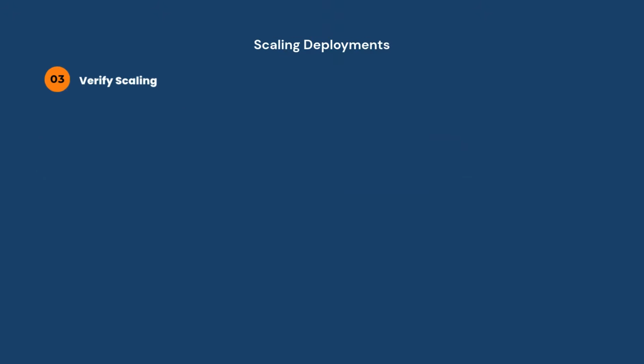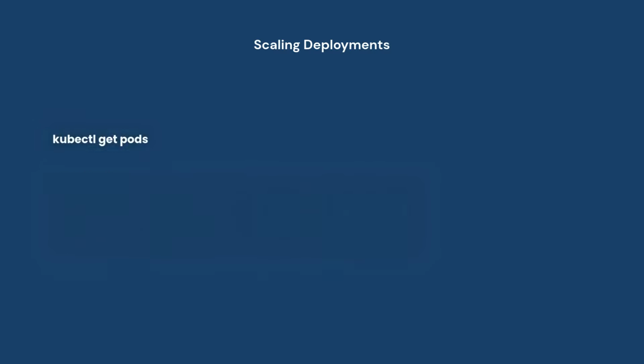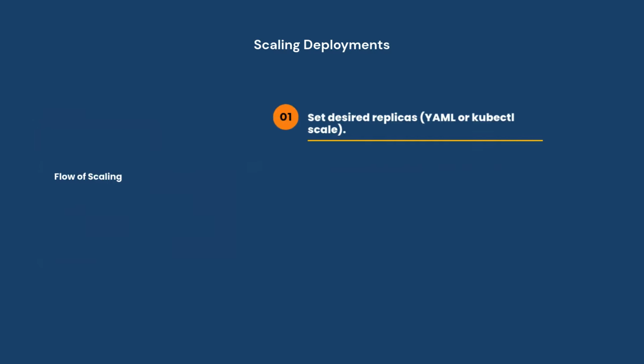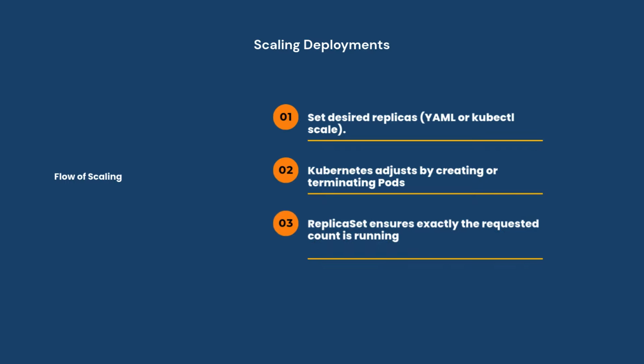Next, you can verify the scaling with this command: kubectl get pods. You will see 5 pods are running. And this is the flow of scaling. Number 1, set the desired replicas with YAML or with the kubectl scale command. Number 2, Kubernetes adjusts by creating or terminating pods. Number 3, the ReplicaSet ensures exactly the requested count is running.